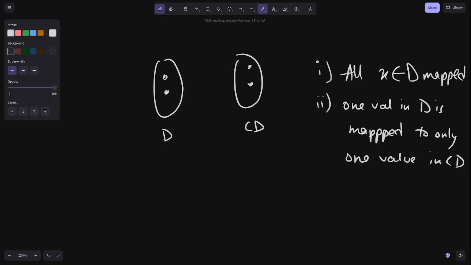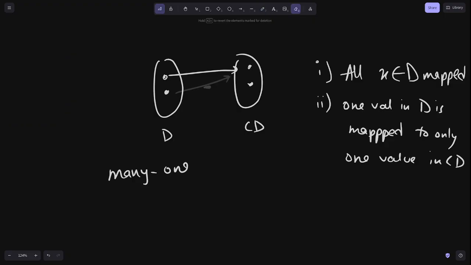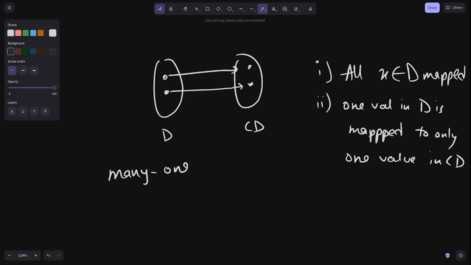But you can have the reverse. Something like this can happen easily. This thing is called many to one, because you are having many to one. If you did not have many to one, let's say like this, this will be one to one logically, right? And this is not mapped properly, so there is something that is not mapped. So this is a function. See, all x is mapped, correct? One value in D is mapped to only one value in CD, which is also correct. So this is a one to one.